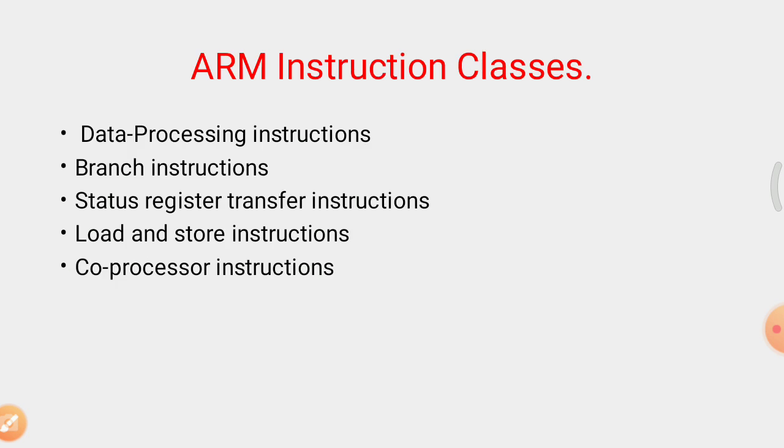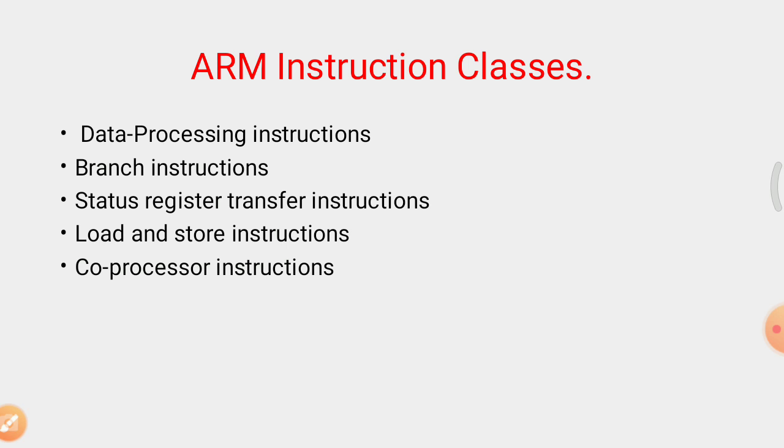Let us go for the second point, the ARM instruction classes. The ARM instruction set is divided into data processing instructions, branch instructions, status register transfer instructions, load and store instructions, and coprocessor instructions. In this video we will go for data processing instructions.